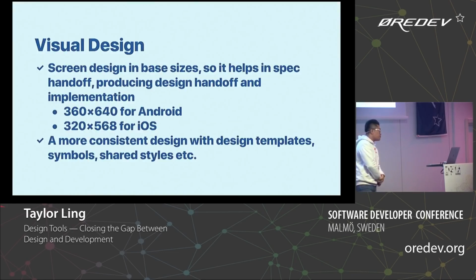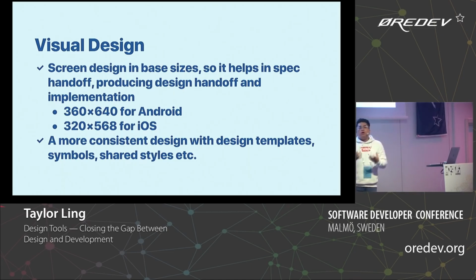for screen designs. So first, visual design. What can you expect from a designer? Of course, obviously, the first thing is screen design in base sizes, as I mentioned, Android and iOS, because it helps in spec handoff. It helps to produce the design handoff and implementation for the developers. And all these design tools have functions called symbols, which the designer can reuse for some of the UI patterns and stuff like that.